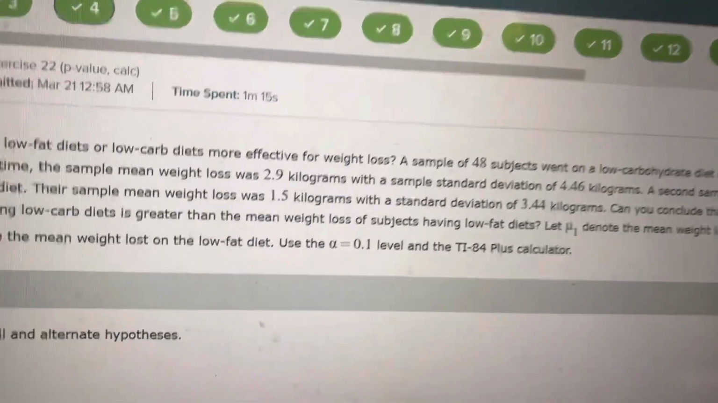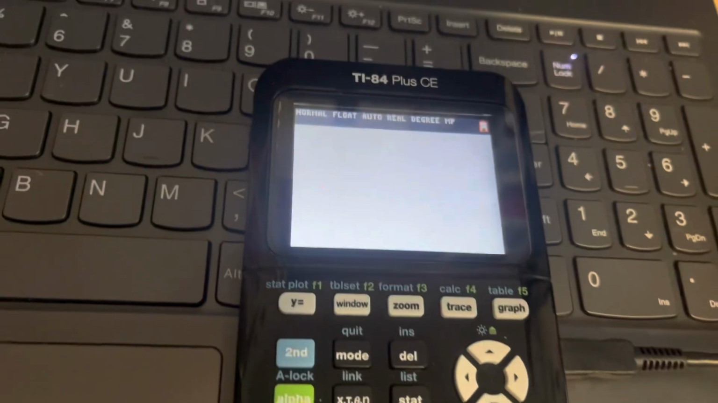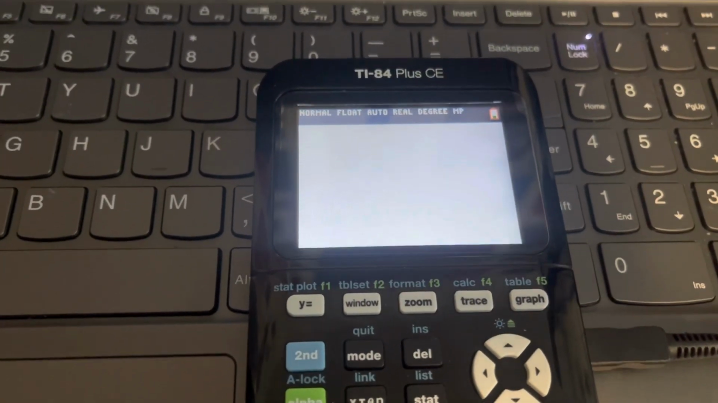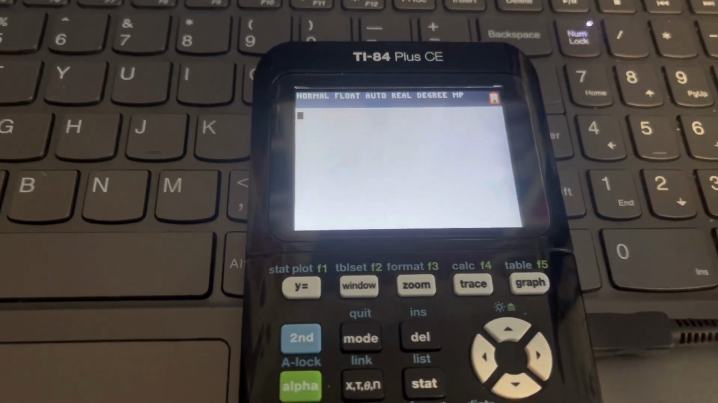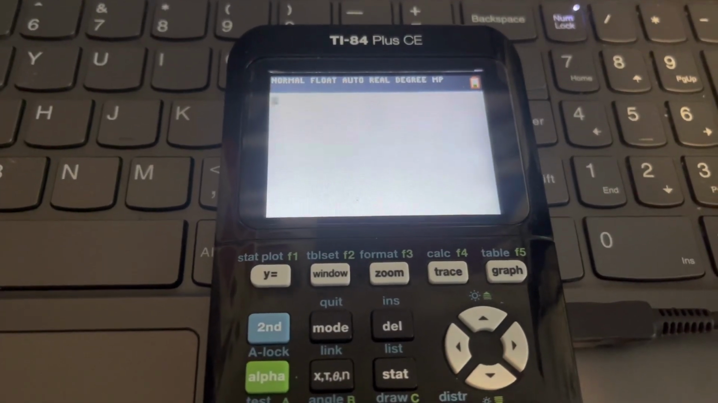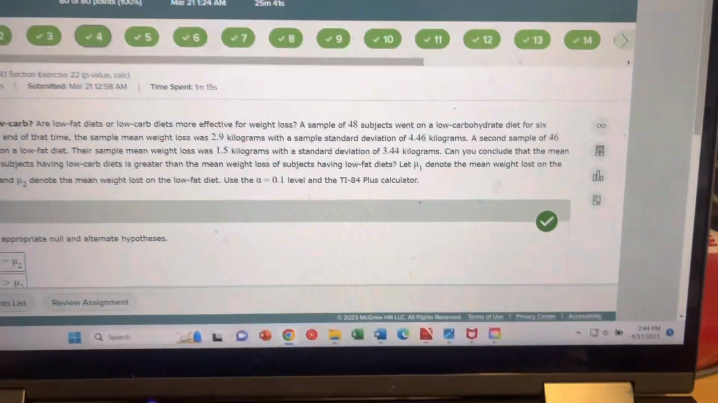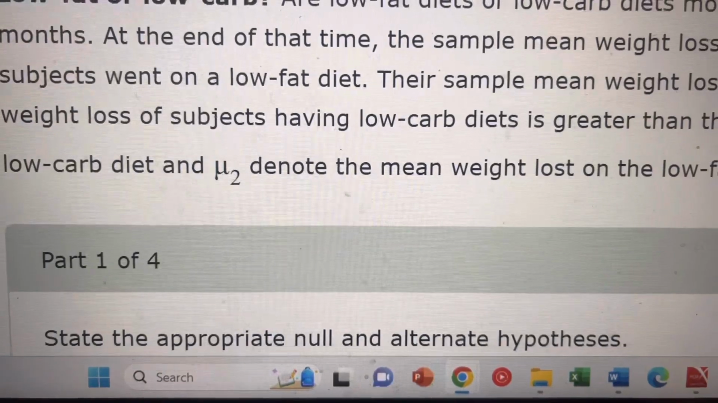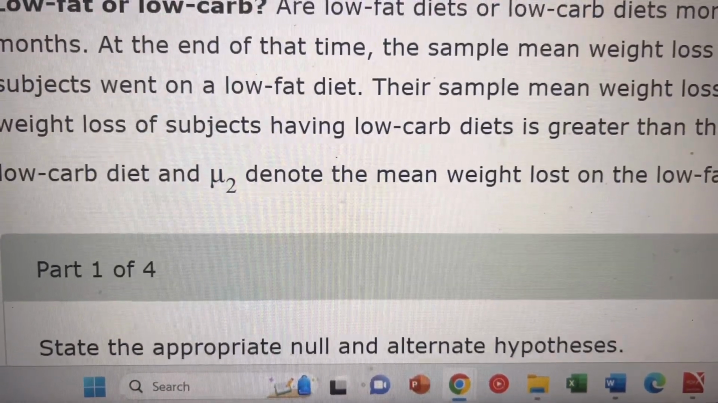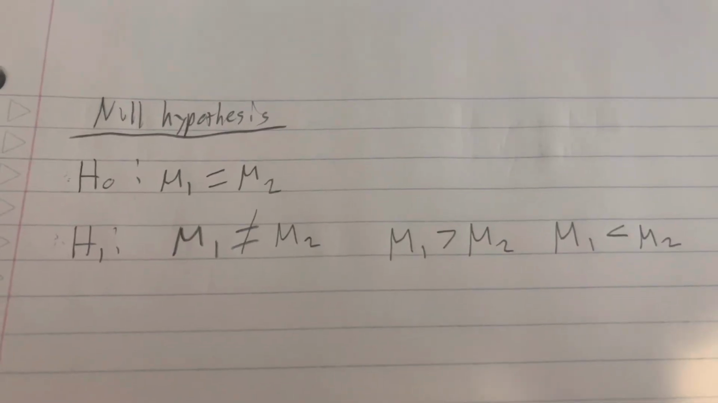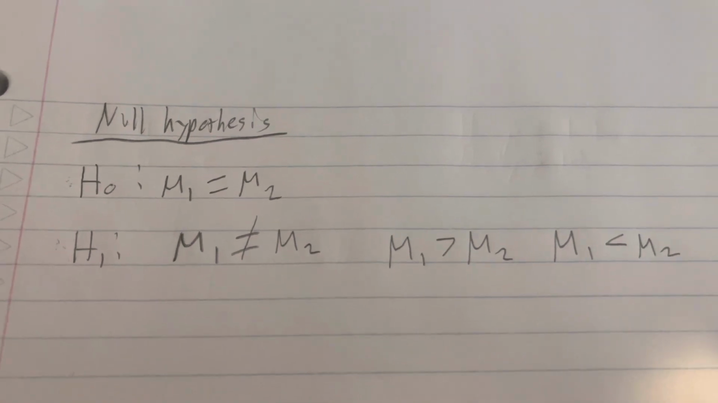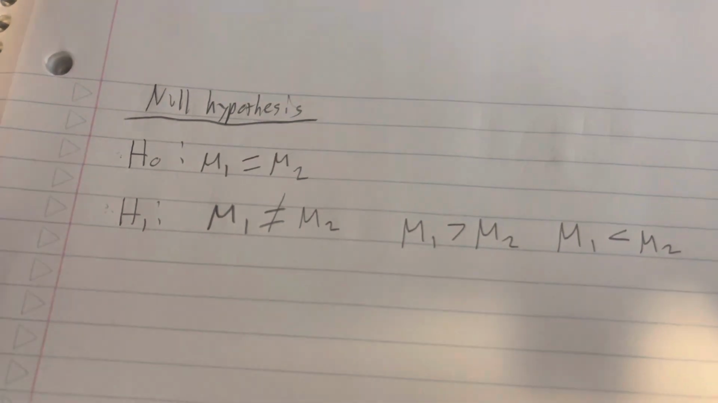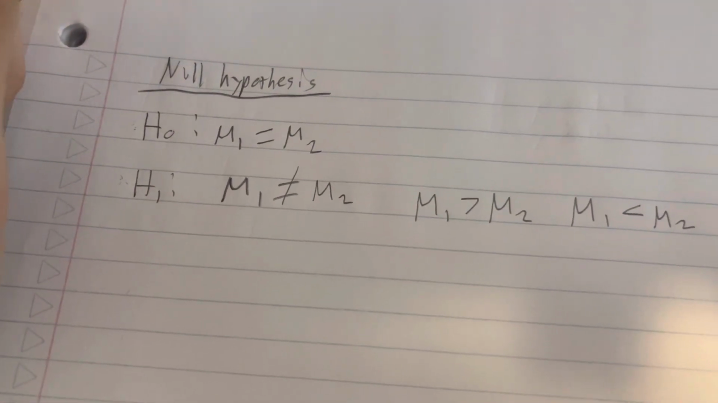Alright, so what you'll need to do is get your TI-84 calculator out, because this is going to help you solve this problem. If you don't have it, good luck, because this is pretty much all you need right here to solve this. So let's go through this step by step. The first part we have to answer is stating the appropriate null and alternate hypothesis. For the first step, it's a little easier to write this down, so that's exactly what I did. So the first part again is to state the appropriate null and alternate hypothesis.